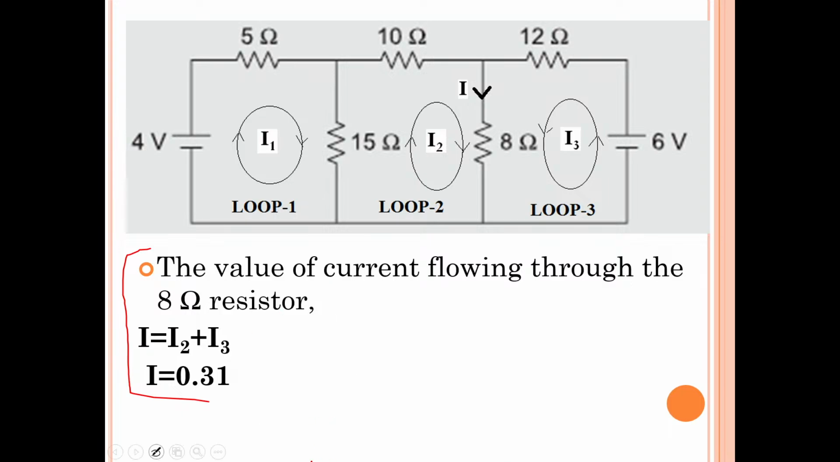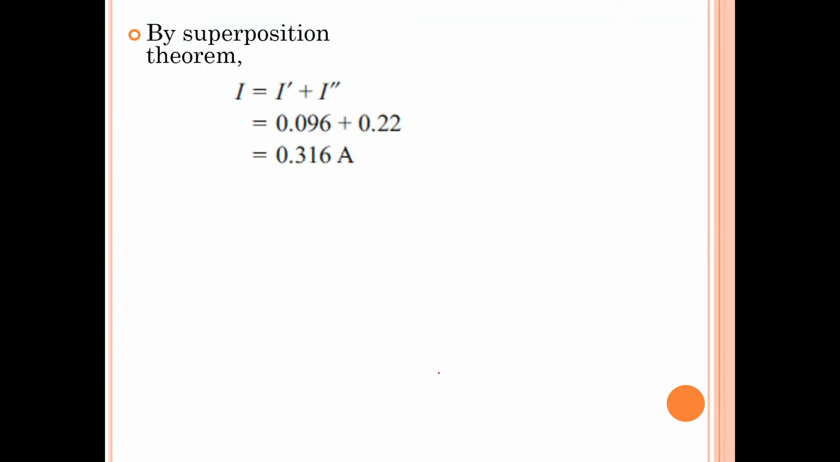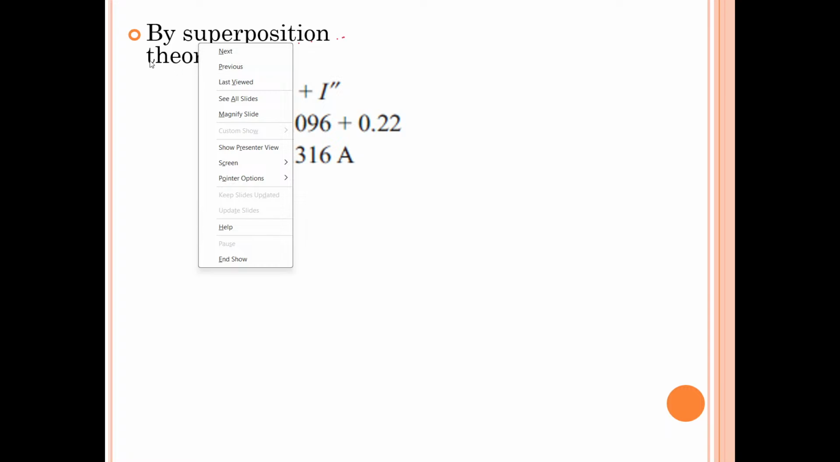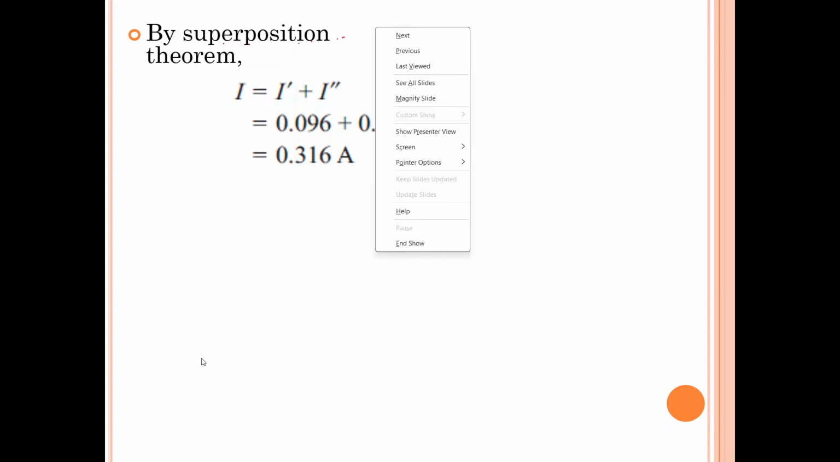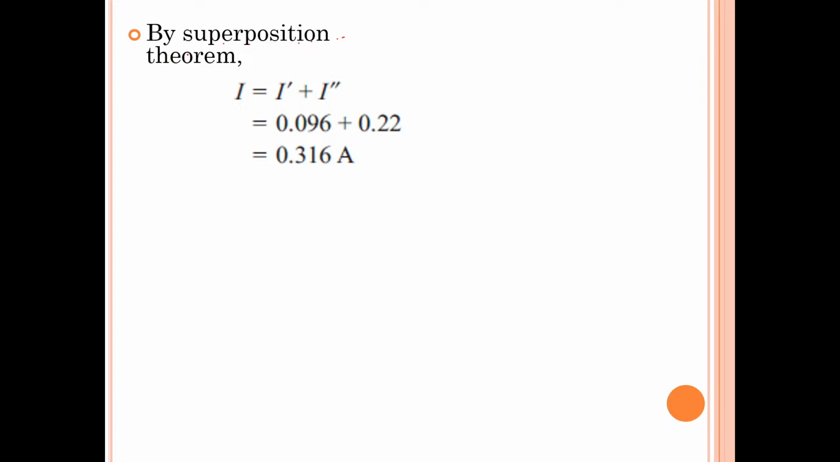So how much is I value? 0.31. So what about superposition theorem? What is superposition theorem? What did I say? I should be equal to I dash plus I double dash.